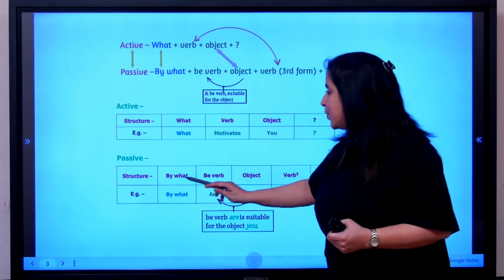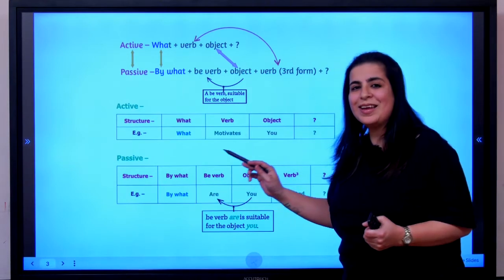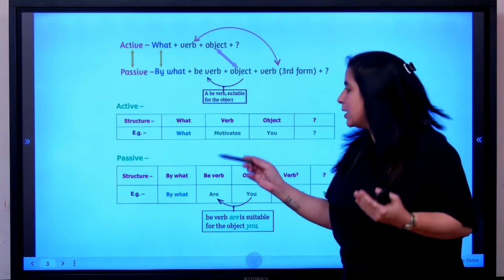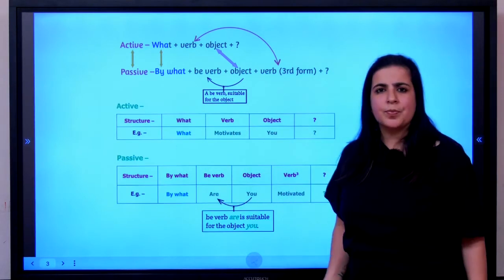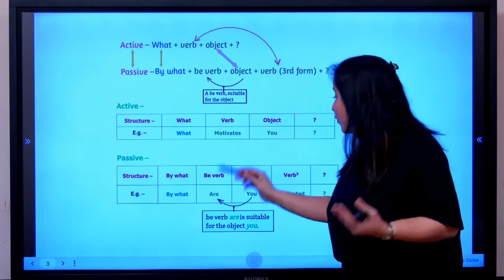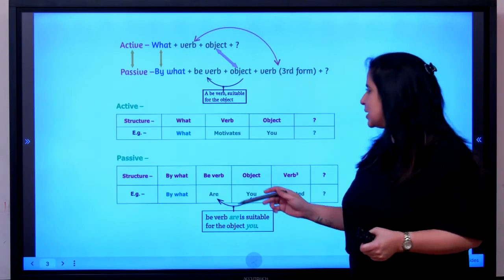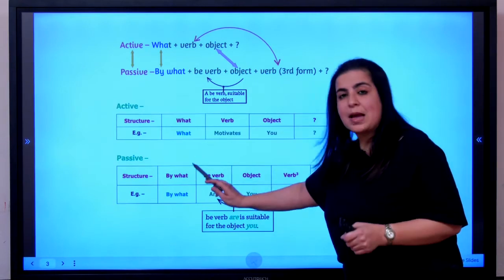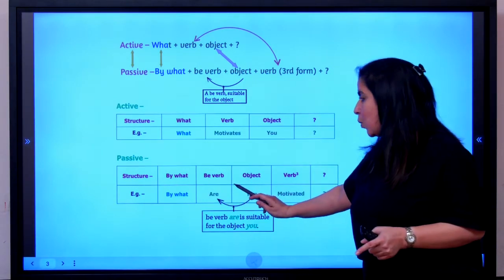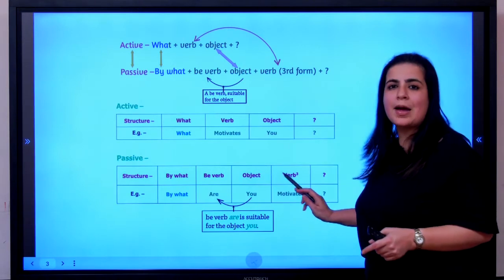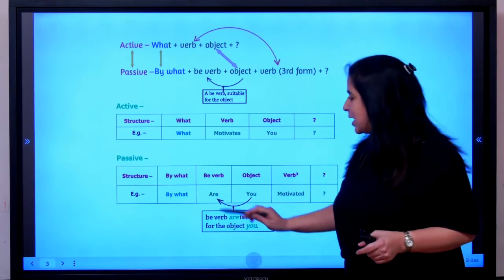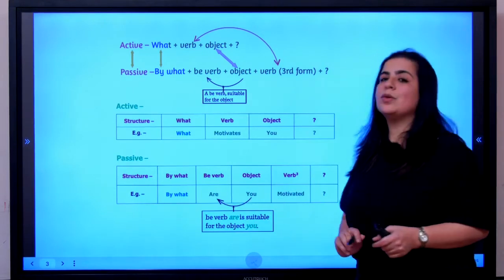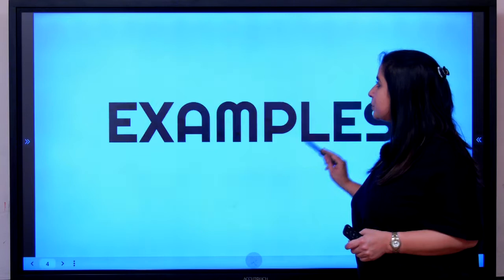Now in passive, by what? Okay, we are talking about the verb. By what? Here it is what motivates you. Passive is by what are you motivated? So the you changes the place here. So it comes by what, be verb, object and verb 3. Notice that we have changed the you. By what are you motivated?